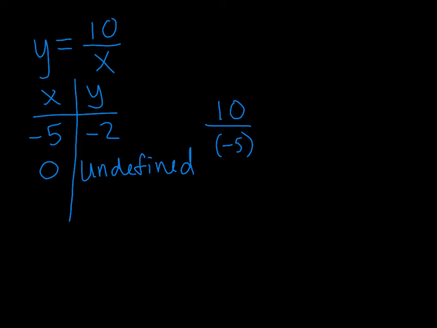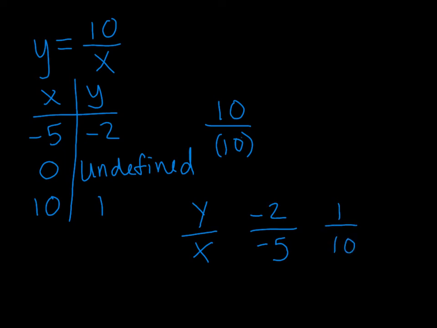All right, and now let's try a positive number. Something, again, that divides into 10. So we'll just try 10. I'll plug that in, or maybe I don't need to. 10 over 10 is just 1. All right, now let's write our ratios, y over x. We have negative 2 over negative 5. We're going to skip over the undefined one, and we'll do 1 over 10. When I type these into my calculator, this one is 0.4, and my next one is 0.1.